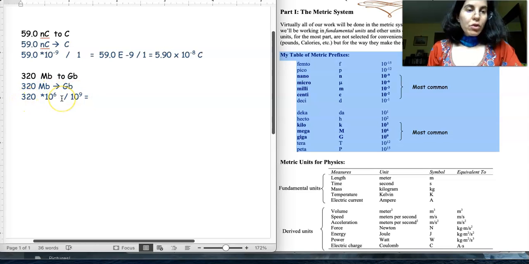If you type this into your calculator, you may get the right answer, but it is much safer to use that E key and use scientific notation. 320 times 10 to the 6, divided by 1 times 10 to the 9th. This is machine language. It will understand when you type it in, and it will always give you the right answer of 0.32. What about the 0?